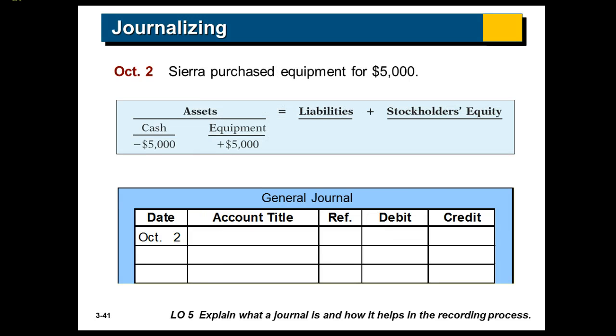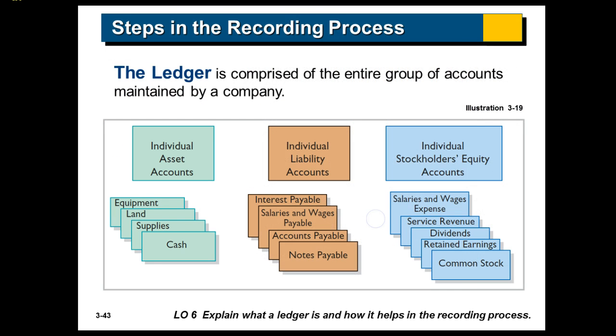And then last, Sierra purchased equipment for $5,000. So in purchasing that equipment, we reduce our cash by $5,000, and we're increasing our equipment account by $5,000. So we're not going to use cash first. We're going to show equipment first, since that's the debit. Equipment was increased by $5,000. We're going to show that. And then we're going to show our credit, how cash is being reduced by $5,000 there.